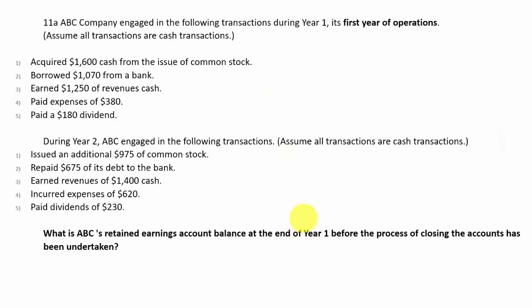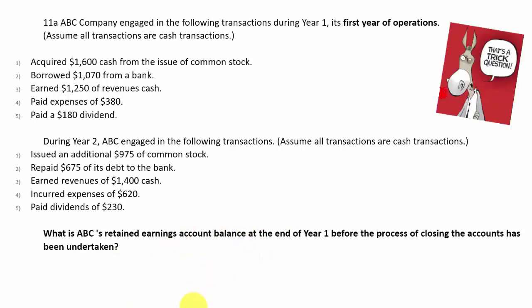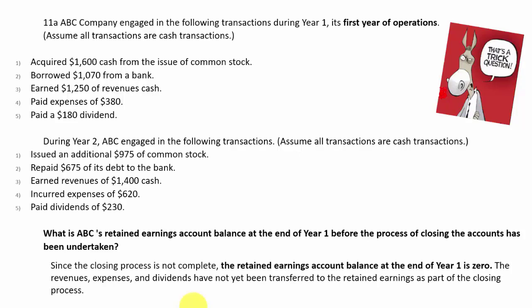Next one. They want to know what would be the ABC retained earnings account balance at the end of year one before the process of closing accounts has been undertaken. This could be considered a trick question if you are not very familiar with accounting or have not read very deep into this. And so here's what the answer basically is.